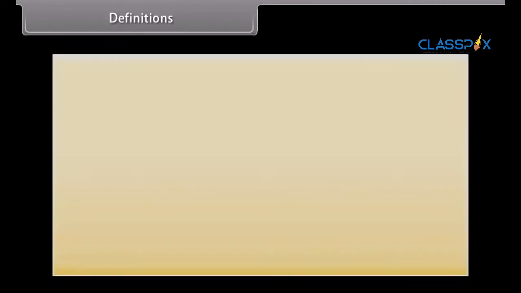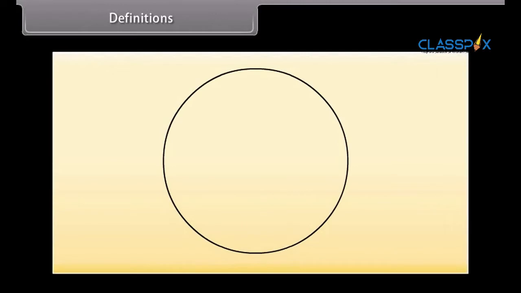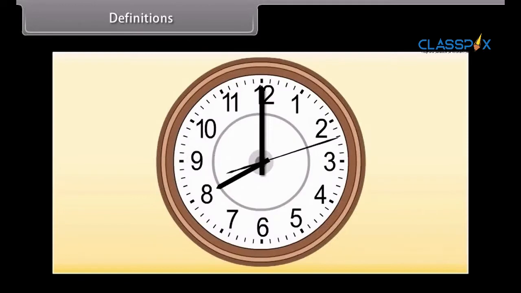Definition. Look at this circle, and now look at this dot in a circle. This is a fixed point and is called the center of a circle. We can make a radius with this point. Radius is the line from the center of a circle to a point on the circle. In this figure, OP is the radius. Look at this clock now. It is round in shape, or we can say that it is circular in shape.